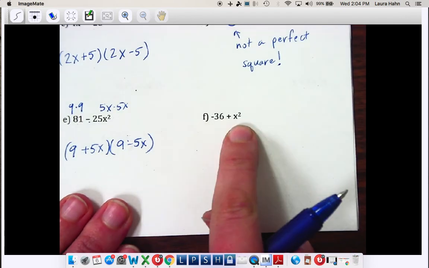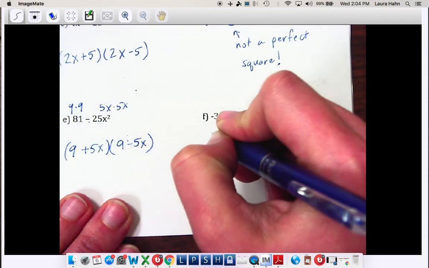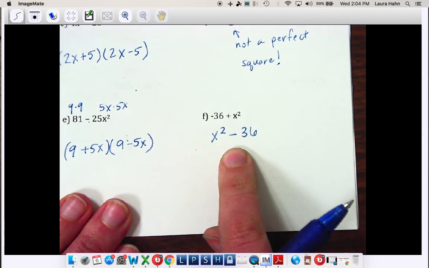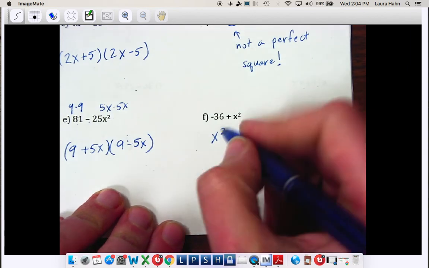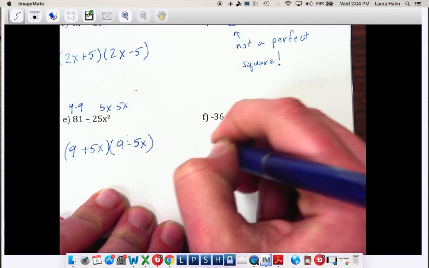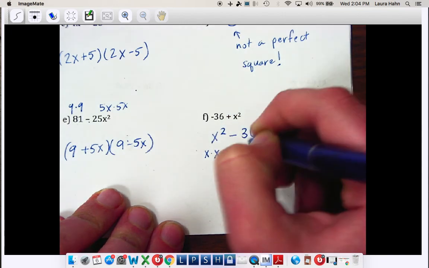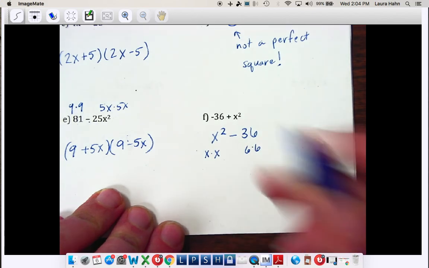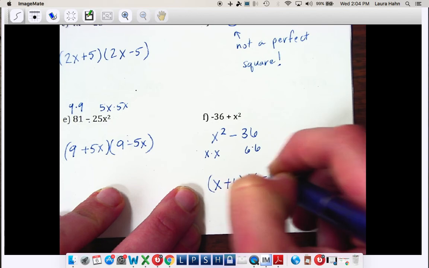Okay, this one I do want to flip-flop because there's a plus sign between them. If I flip-flop them, it would say x squared minus 36. Do you see how it really is the difference between two of them? All right, so I know the square root of x squared is x because x times x is x squared. The square root of 36 is 6 because 6 times 6. It's the difference between the two of them, so I know that's going to be x plus 6 times x minus 6.